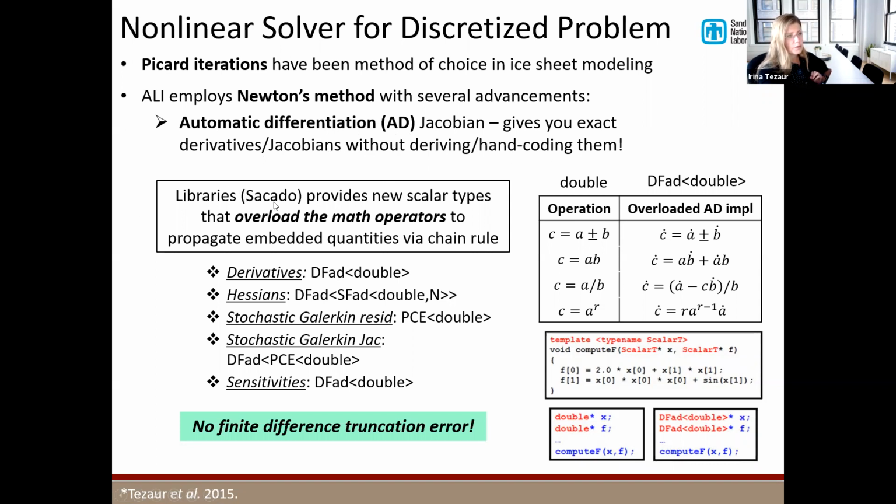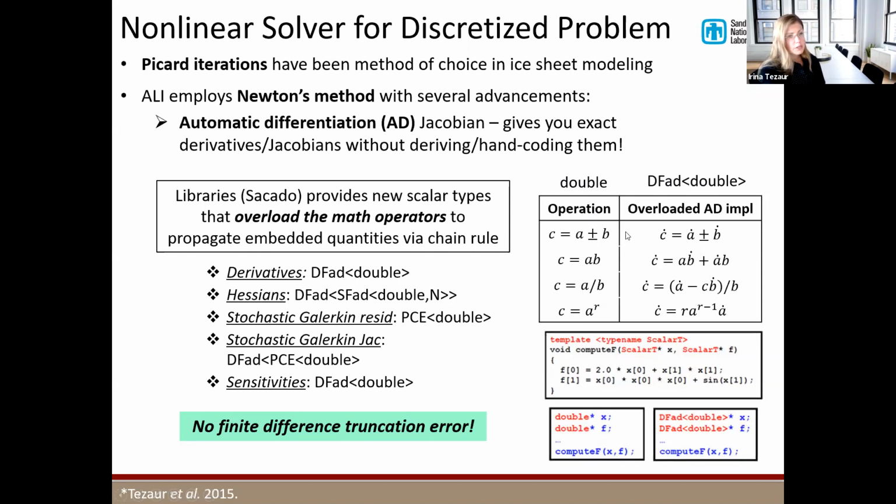What the libraries do is that you have your typical operations in your code for things like addition, subtraction, multiplication, division, exponentiation. Typically, you would call these, let's say, doubles. What the libraries will typically do is apply the chain rule to each of these operations, and they will create an overloaded AD implementation of the operation that, when you call it with this automatic differentiation type, will apply this chain rule and basically give you the derivative.